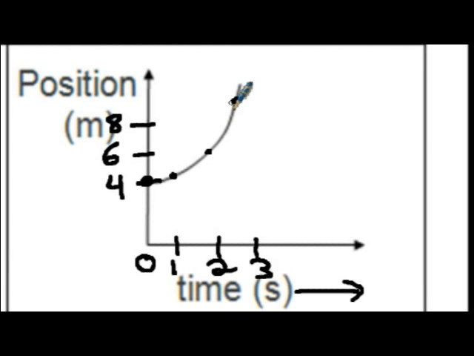So if we look at the distance it travels again, in the first second, it travels a really small distance. Let's just call this maybe half a meter. In the second second, it maybe goes from 4.5 meters to 6 meters. Maybe it travels 1.5 meters. And in the last second, it goes greater than 2 meters.